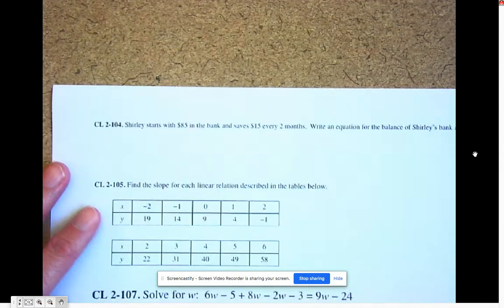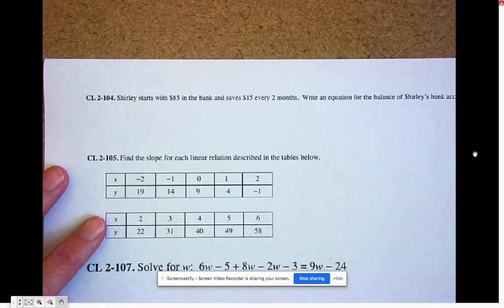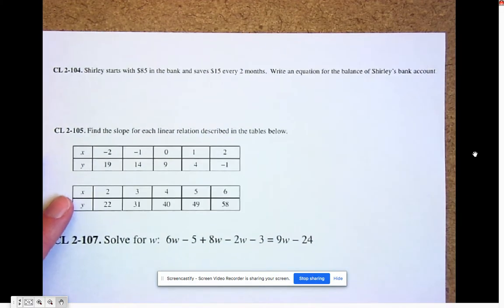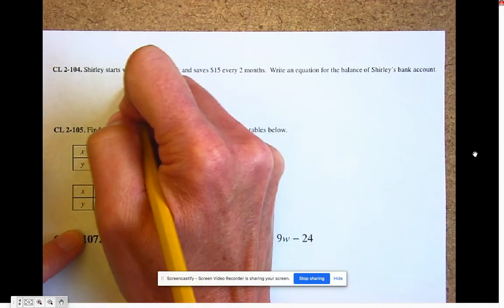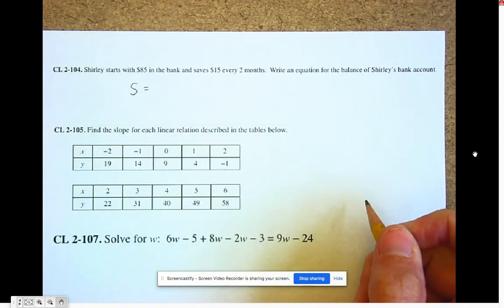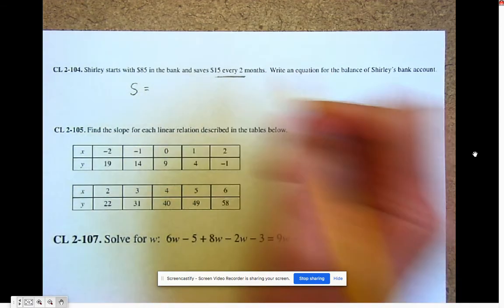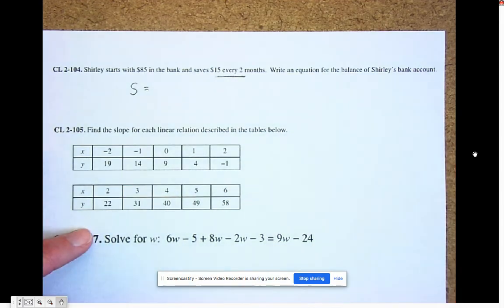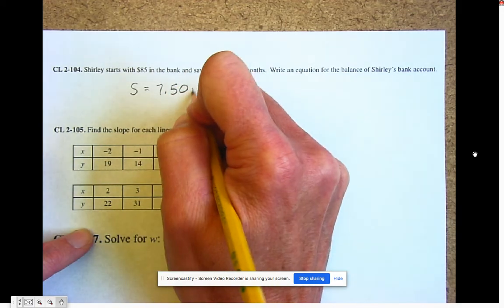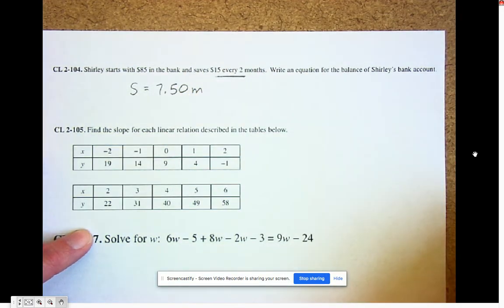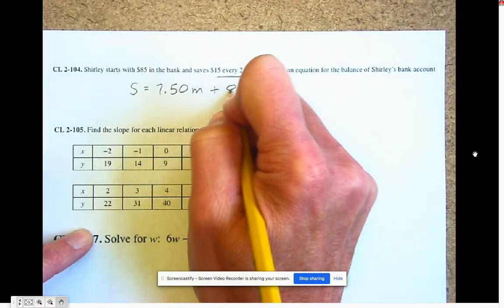Okay, 104. Shirley starts with $85 in the bank and saves $15 every 2 months. Write an equation for the balance of her bank account. Okay, so what are my variables? It looks like I'm relating M months with S savings. Okay, so I'm going to use those two variables. So her savings is equal to, and I need that unit rate. So how much money is she actually saving per month? Okay, so $15 every 2 months would be $7.50 per month. And then did she have any money initially? And it looks like she did. She had $85 as her y-intercept.